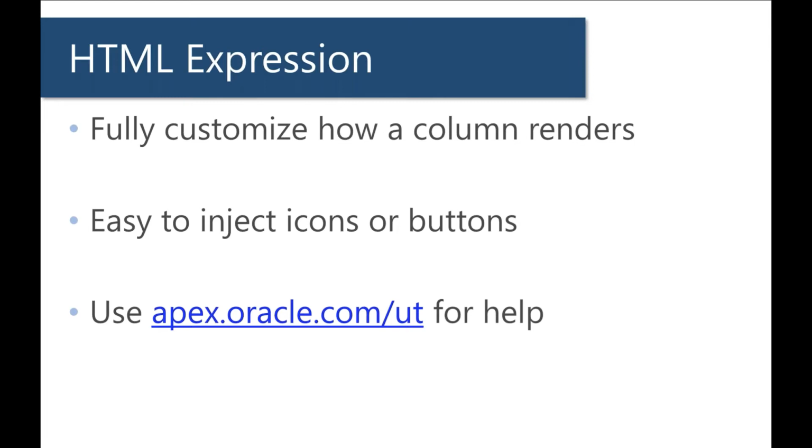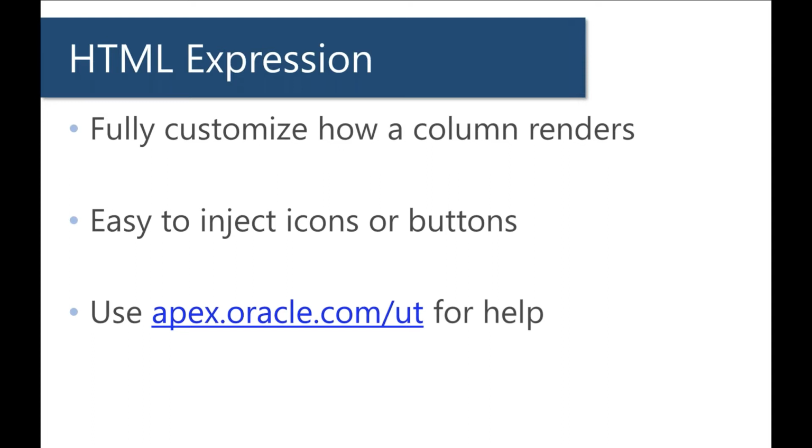And also just a shout out to apex.oracle.com/ut. That is the universal theme sample application. And that can really help you when you want to inject icons or buttons into your Apex application, because I know not every developer is comfortable or familiar with HTML and CSS. So the universal theme reference app found at apex.oracle.com/ut can help you generate or build the appropriate HTML and CSS that you need.